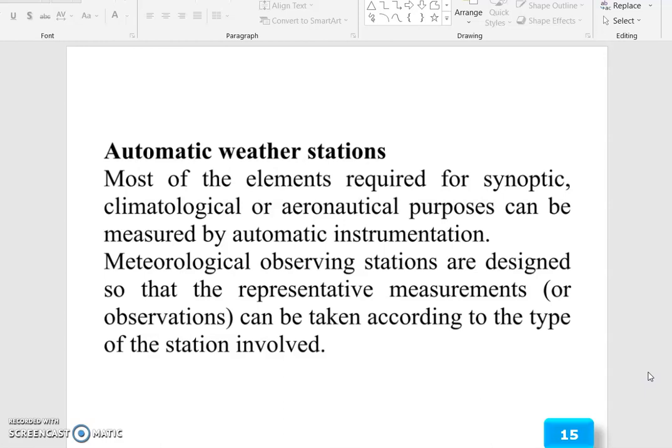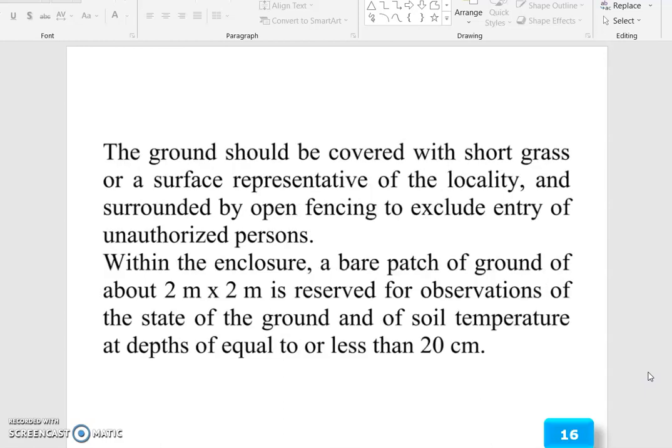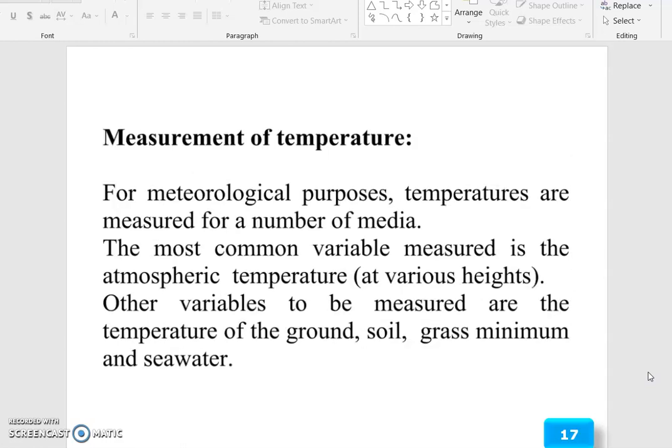Meteorological observation stations are designed so that representative measurements or observations can be taken according to the type of the station involved. The ground should be covered with short grass or a surface representative of the locality and surrounded by open fencing to exclude entry of unauthorized persons. Within the enclosure, a bare patch of ground of about 2 meter by 2 meter is reserved for observations of the state of the ground and of soil temperature at depth of equal to or less than 20 centimeter.